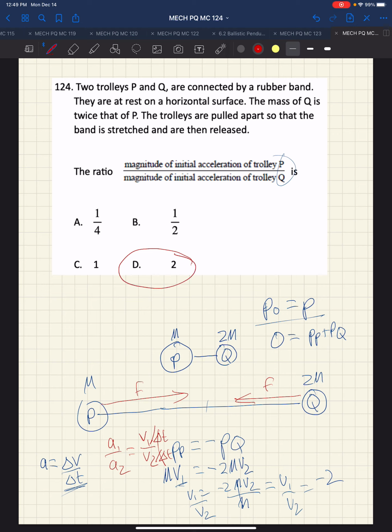Now, the other way we could think about this one is purely conceptually. In this case, we have the rubber band attaching these two masses, and we release them. It stands to reason that the velocity of P is going to be greater than that of Q. So P must be greater, which is going to produce a whole number. Well, we know the velocities aren't going to be the same. That would be the 1, and the only choice that's greater is 2. A and B say that P is going to travel more slowly than Q.